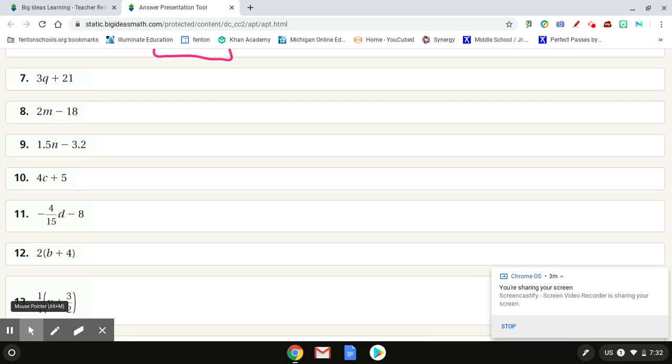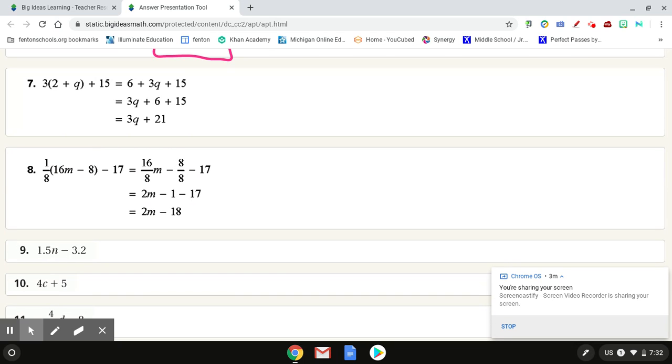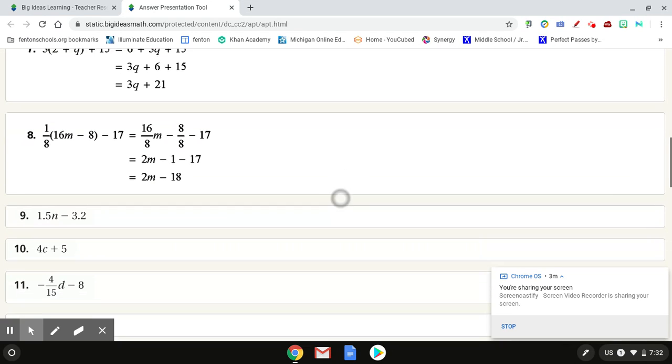There is number 7, 8, 9, 10. And so go ahead and pause the video so you can look at those, and I'll expand them here so you can see the work that they did. Remember, you have to distribute that 3 in, so it would become 6 and 3q. So 3 times 2 and 3 times q. So don't forget to do that. Same thing with the 1/8.